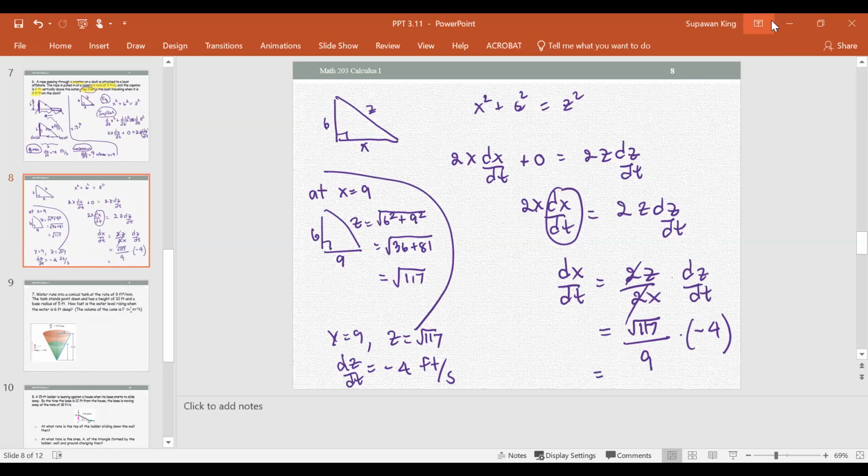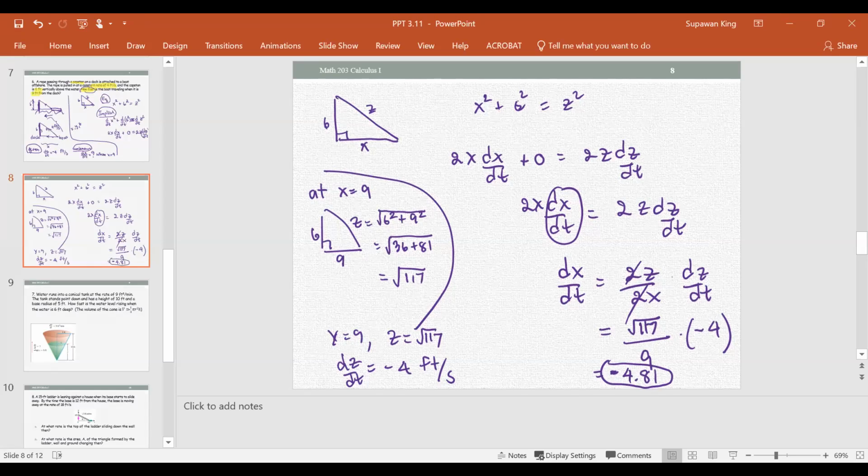Let's see what number we get. It should be negative because the position of the boat is getting closer and closer to the capstan, or to the dock. So negative 4 multiplied by the square root of 117 and divided by 9, we should get negative 4.81 to two decimal places.